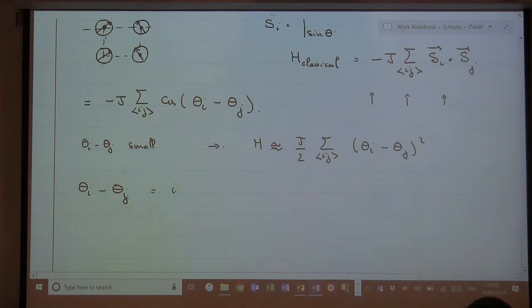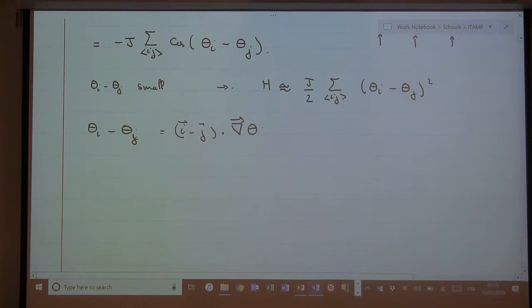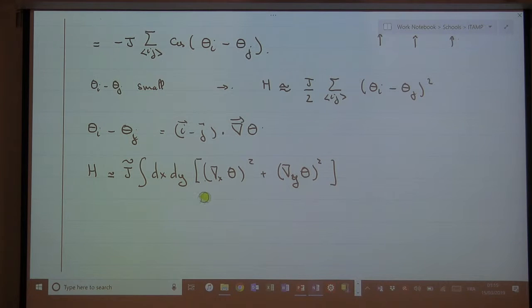the vector from i to j times the gradient of the variable theta. So you see that I could rewrite this Hamiltonian, in the continuum, as the integral over dx dy of a certain coefficient J tilde times (grad_x theta) squared plus (grad_y theta) squared. So the quadratic part that I have for my quantum problem looks very much like what I would have for this 2D XY model if I consider the time direction as a second dimension.